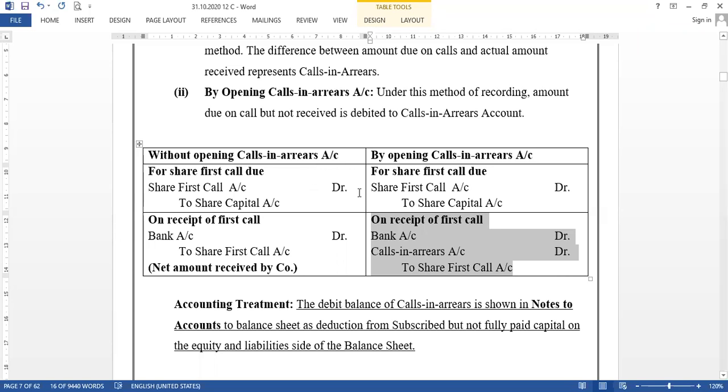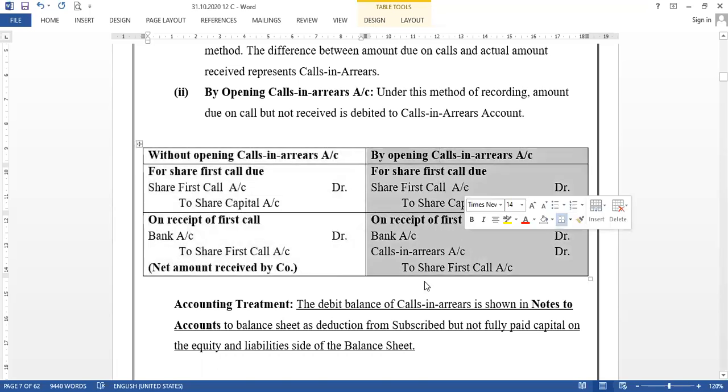Now earlier what I used to do is I used to go with this only. Okay, 3 years 4 years back मैं यही करता था. Okay, but what board people did is कि they asked the sum of share capital, wherein they clearly mentioned that by opening calls in arrears account, journalize the transaction by opening calls in arrears account. So since 4 years now almost, I have been teaching this way only. I have been opening calls in arrears account.